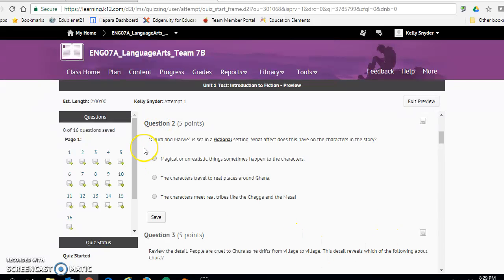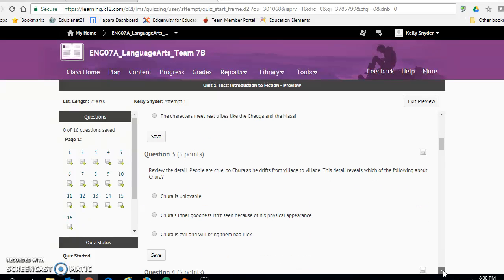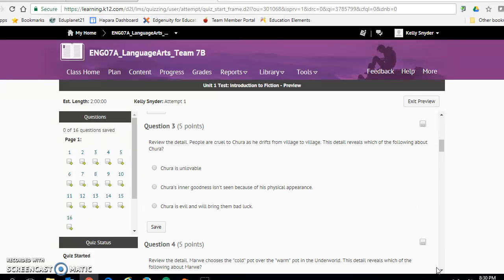Question number 2 says, Chura and Marwe is set in a fictional setting. What effect does this have on the characters in the story? First answer, magical or unrealistic things sometimes happen to the characters. The characters travel to real places like Ghana. The characters meet real tribes like the Chaga and the Maasai. So remember, we're talking about a fictional setting, right? Okay, you can pause that while you answer question number 2. I'm going to move on to question number 3.